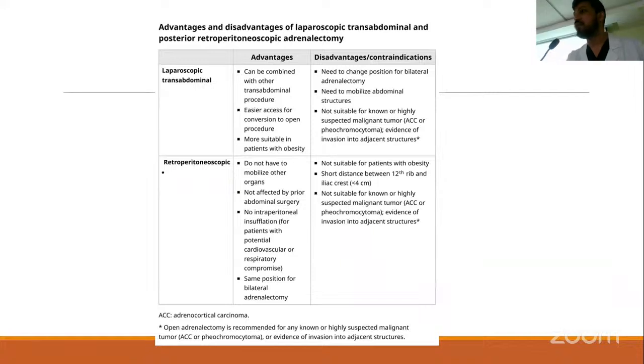And for retroperitoneoscopic, there is no need to change the position, and there is no need to mobilize the abdominal structures. However, it is not suitable for patients with obesity and in which there is a short distance between the 12th rib and iliac crest.